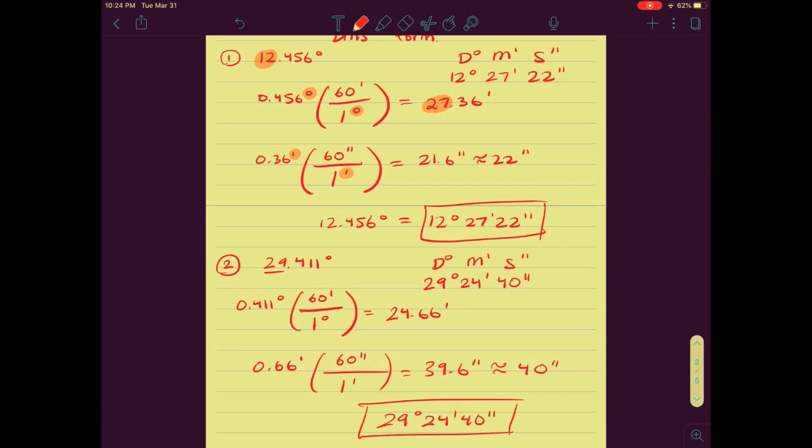Hopefully you're able to get that right. This is what we call DMS form and decimal degree form. Make sure you know how to go back and forth.